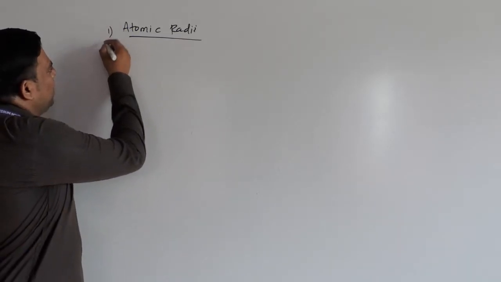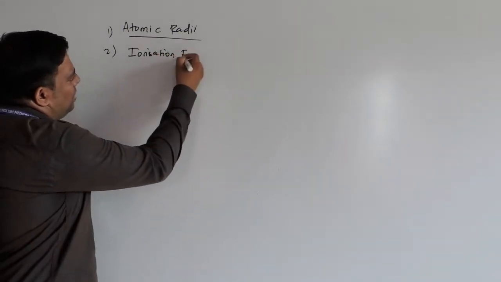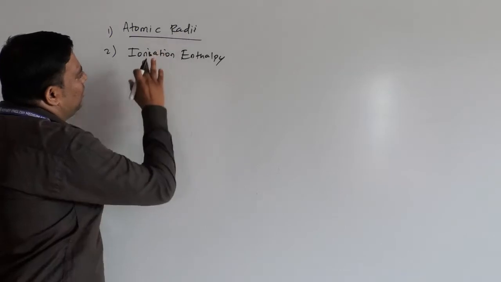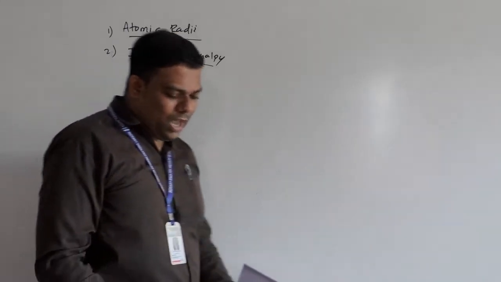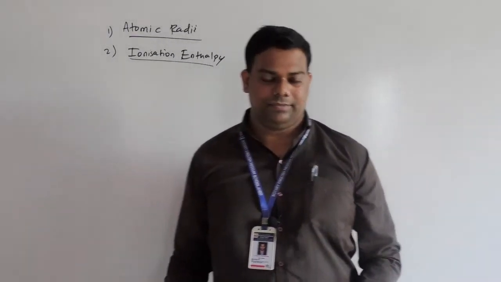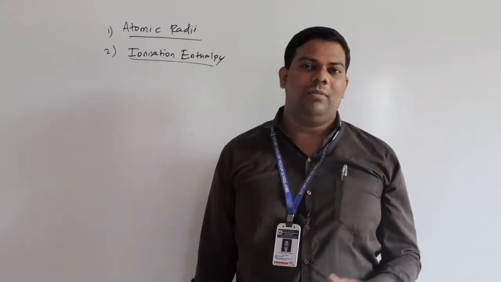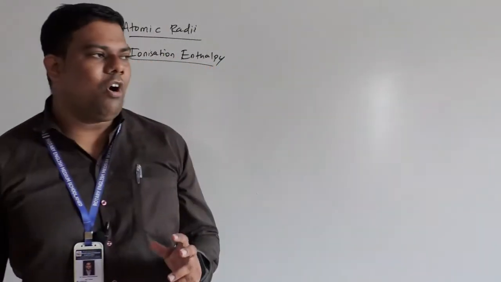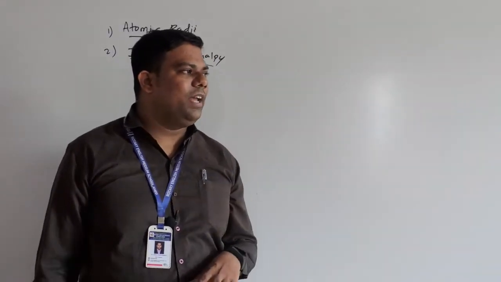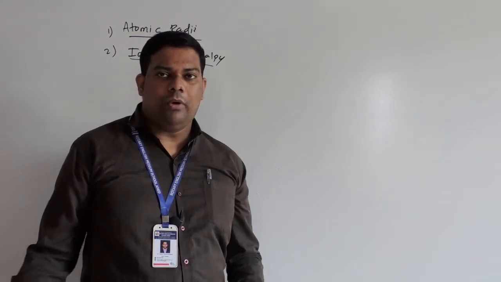Okay, now next, see, ionization enthalpy. Now what will happen about ionization enthalpy? See here, as you know, the ionization enthalpies of noble gases are very high. The ionization enthalpy decreases with increase in atomic number, from helium to radon. I hope you understood this. So obviously ionization enthalpy decreases down the group.